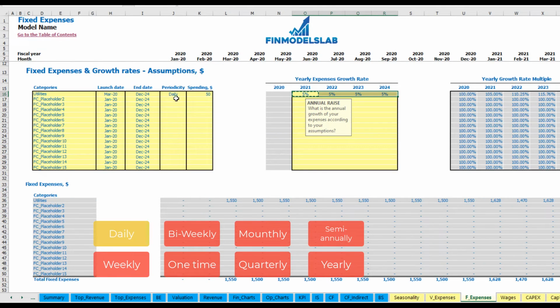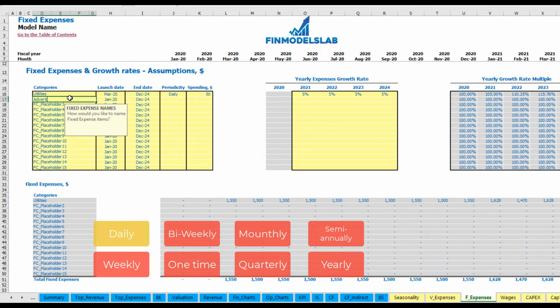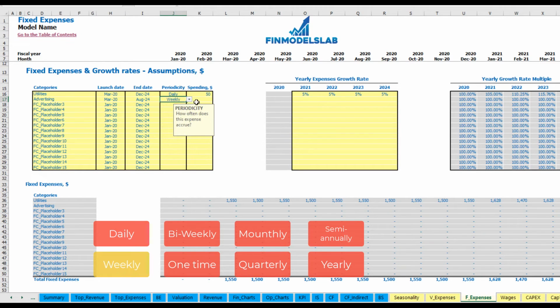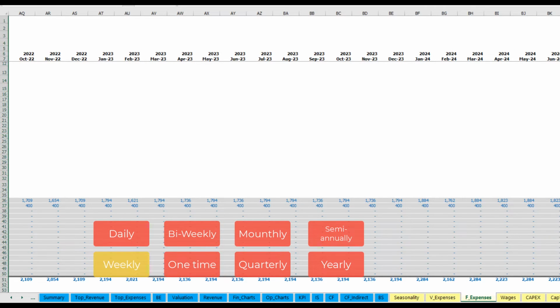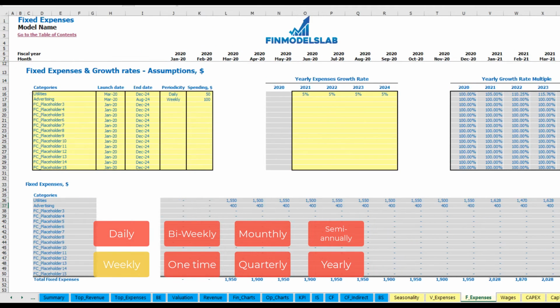Let me give you a couple of other expense types. For example, advertising. Let it start in March and finish in August 24. This will be on weekly basis with amount of $100 without any growth. So starting from March till August 24, you have $400 per month, which is 4 weekly payments each month. And that's it.